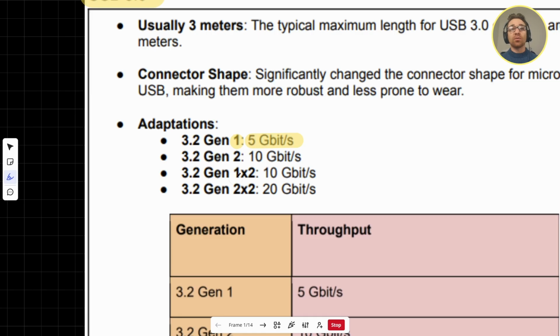Gen 1 times 2, well, I know Gen 1 is 5, and 5 times 2 is 10. Okay, sweet. 3.2 Gen 2, well, Gen 1 is 5, after that it doubles to 10, and 10 times 2 is 20, right? So don't try to remember all of that. Just remember 3.2 Gen 1 is 5.